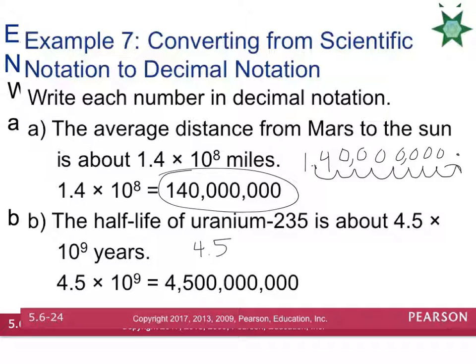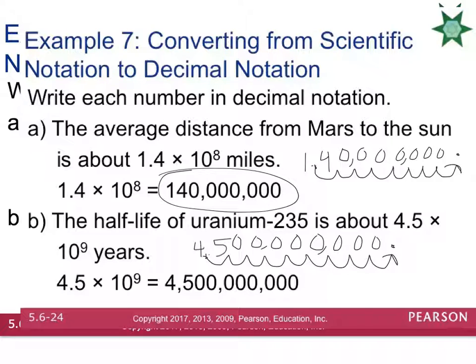And then B, the half-life of uranium-235 is about 4.5 times 10 to the 9th years. Very long time. So we're going to start at 4.5. We're going to go 9 places to the right: 1, 2, 3, 4, 5, 6, 7, 8, 9. Put your decimal there. Fill in zeros where you need to. Make sure you are neat so you get every spot, right? And then we can put our commas as we go backwards from the decimal. So 3 there, 3 there, 3 there. Gives us about 4 billion, 500 million, or 4.5 billion.